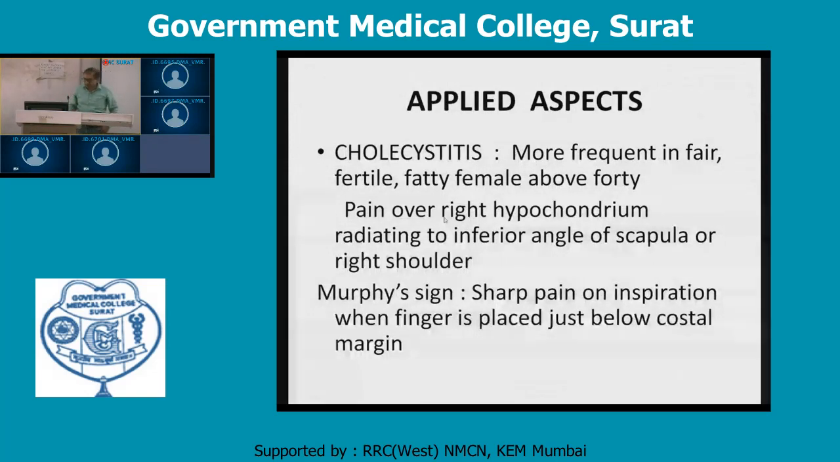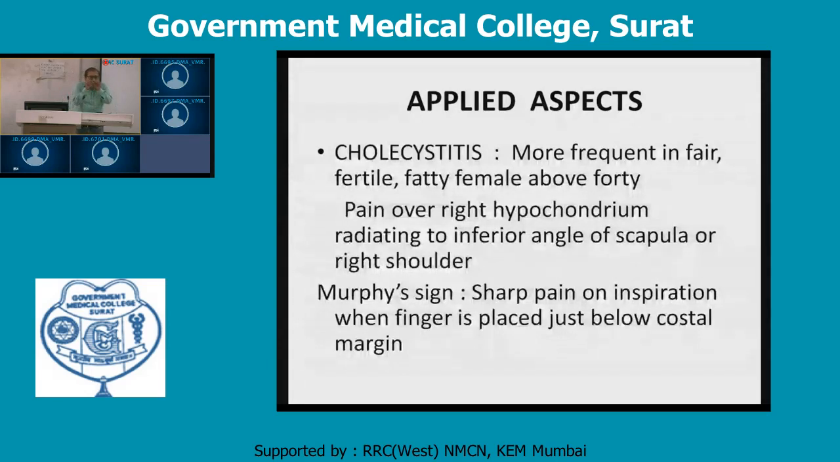Now cholecystitis, the patient with cholecystitis may possess the Murphy's sign. So what is the Murphy's sign? It's a sharp pain on inspiration. When the patient inspires, a sharp pain will be there when the finger is placed just below the costal margin where the fundus is located.